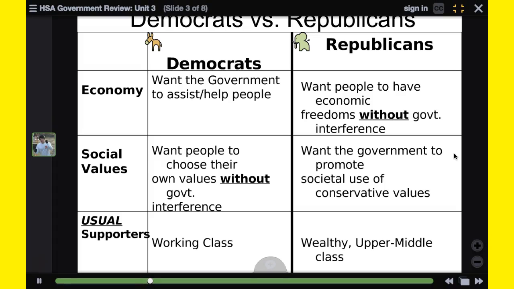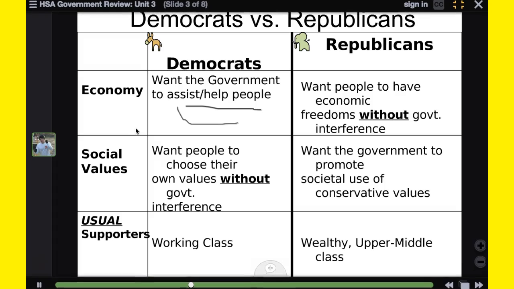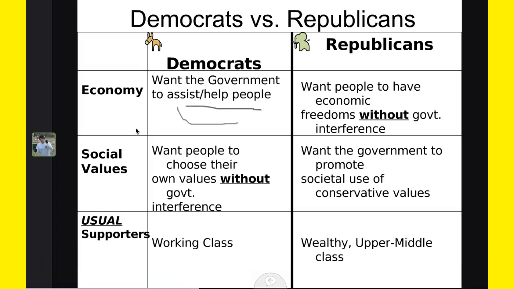When it comes to the economy, the Democrats promote that the government should be heavily involved in assisting and helping people. Now, the Republicans, they're not bad people. They just believe that individuals should take care of themselves. Therefore, they don't like the government interfering with the economy. They would rather have people take care of themselves and have less taxes.